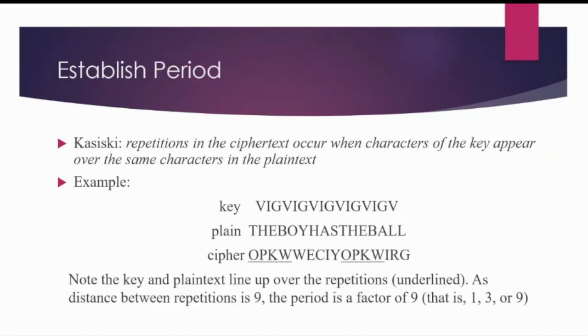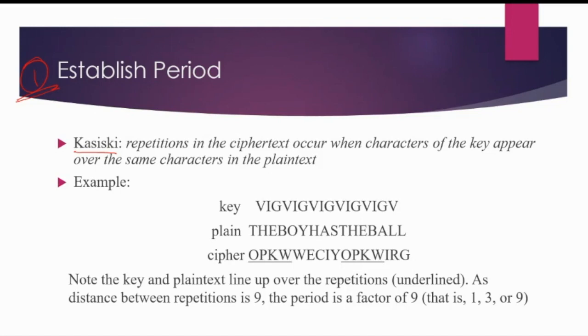Now the first task is to establish the period or length of the key. How can we do that? There is a principle given by Kasiski. The Kasiski principle says that repetitions in the cipher text occur when the characters of the key appear over the same characters in the plain text. Okay, so we have to identify these repetitions.